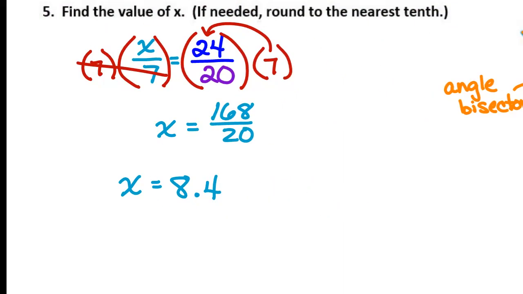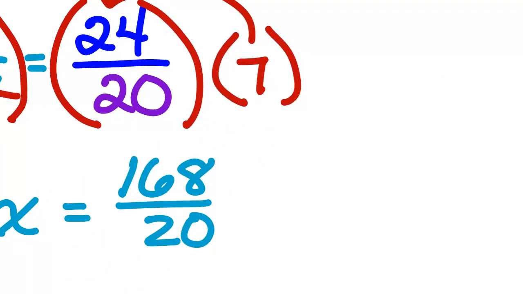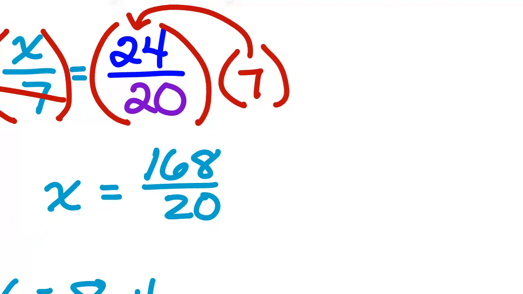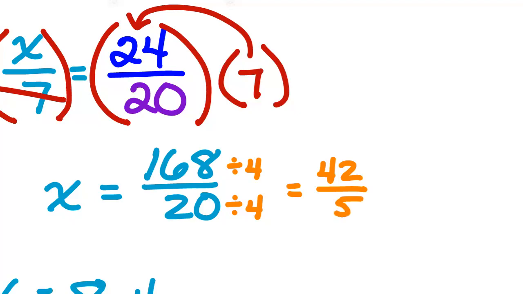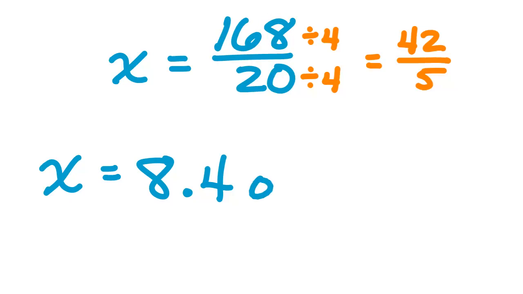Could we reduce 168 over 20 so that we could write it in its fraction form instead of decimal form? What goes into both 168 and 20? Will 4 go in? Double check. Let's see if we can make 4 go into it. What is 168 divided by 4? 42. And 20 divided by 4? 5. So 8.4 or 42 over 5.